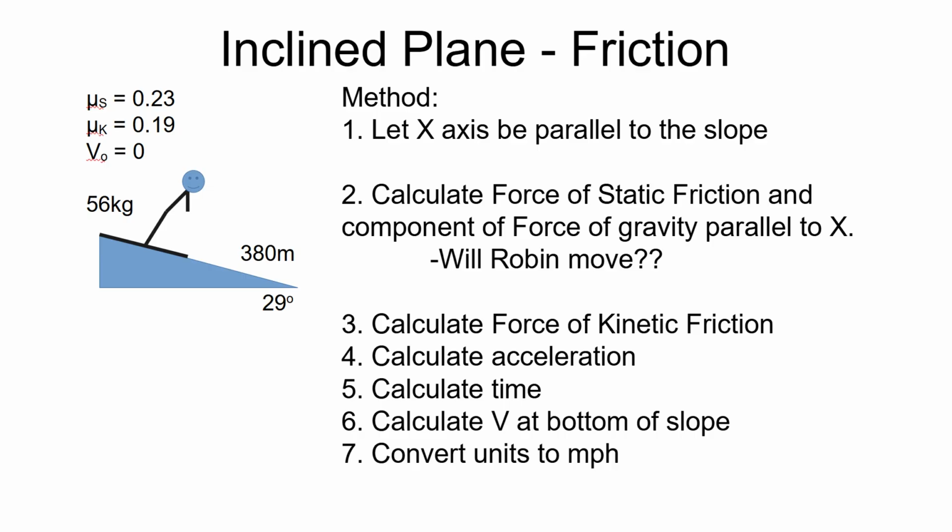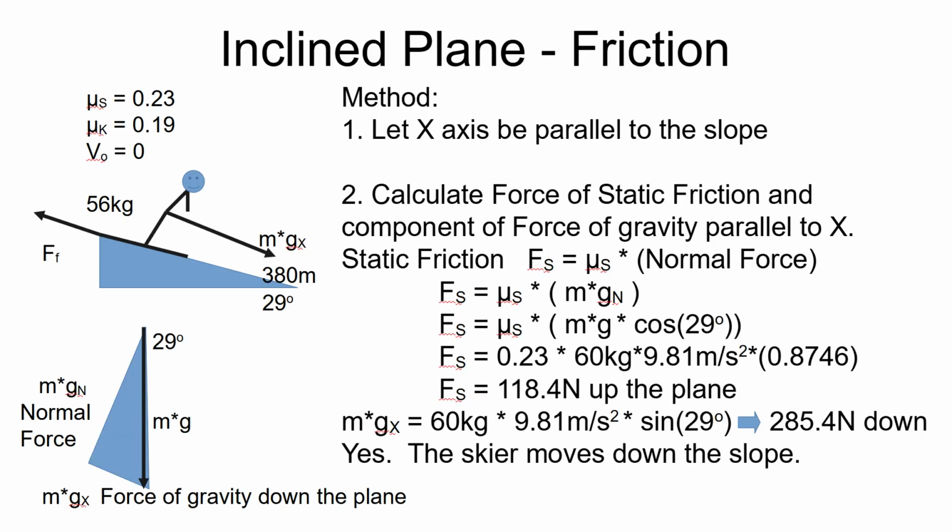Then calculate the force of kinetic friction, and there's a difference between the kinetic and static because the coefficients have different values. Use Newton's second law to calculate the acceleration, calculate the time to move 380 meters, and calculate the velocity at the bottom, and then put this into something that students in the United States can relate to a little bit more. We're going from meters per second to miles per hour. Okay, hang in there with this kind of fuller screen.